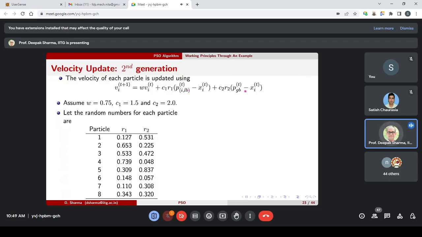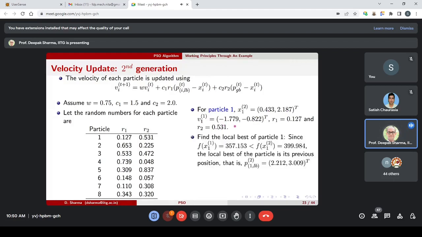We have this formula, and omega, C1 and C2 values are the same. We generated the random numbers R1 and R2 for each particle with the help of a computer. Let us take particle 1. This is the updated position, this is the velocity after iteration number 1, and R1 and R2 will help us calculate the updated position. In order to find the velocity, we should know the local best as well as the global best. Only then can I find the velocity of the particle.